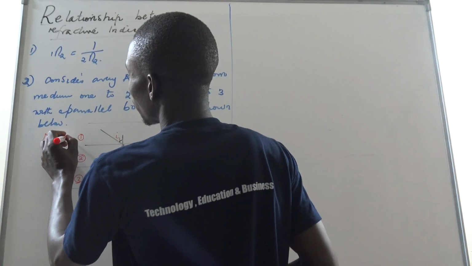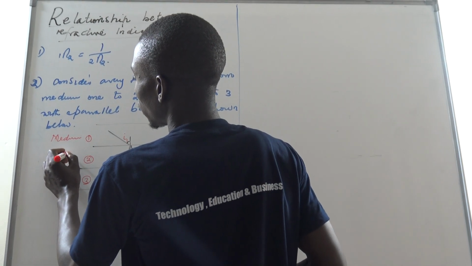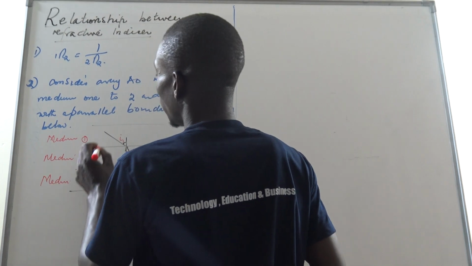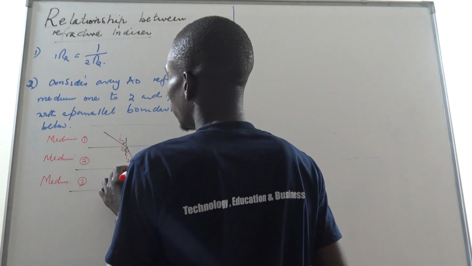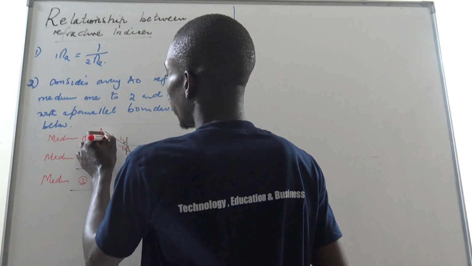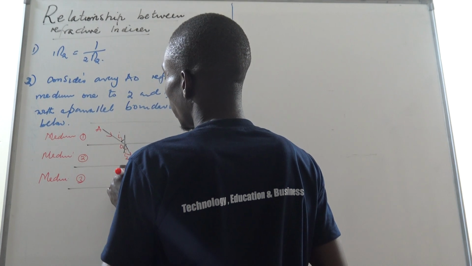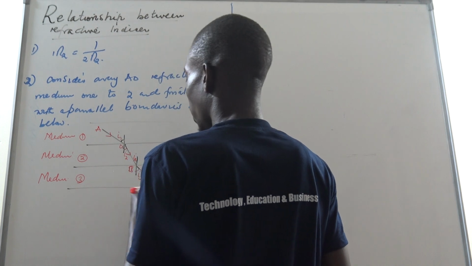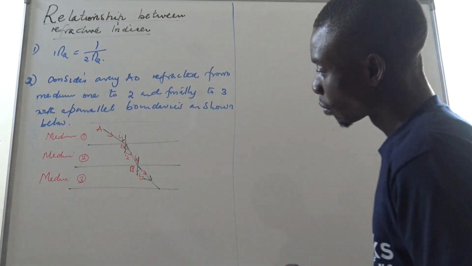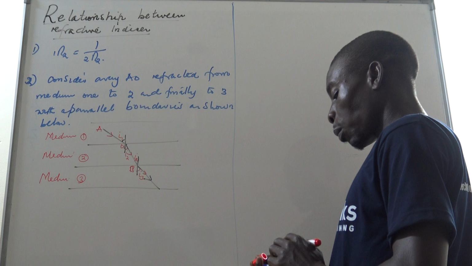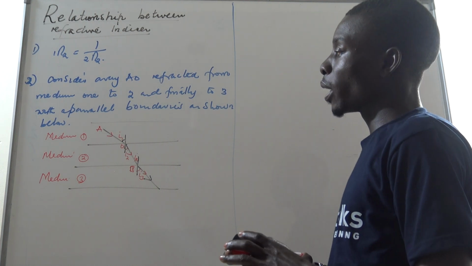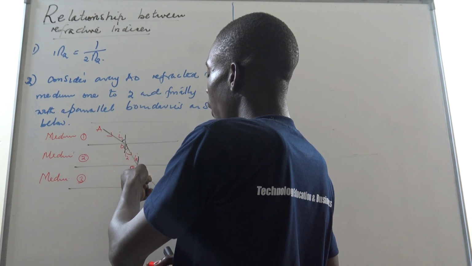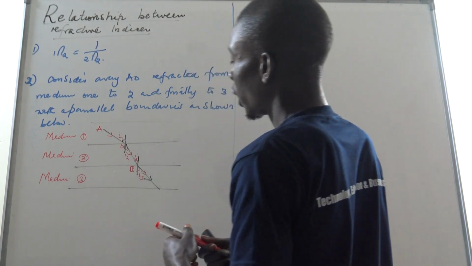So this is our medium, you can name it medium 3. This is O, this is A, the ray is moving in this direction, and then B. So we are supposed to get another expression for our derivation if this OA from medium 1 went to 2 and then came finally to 3.